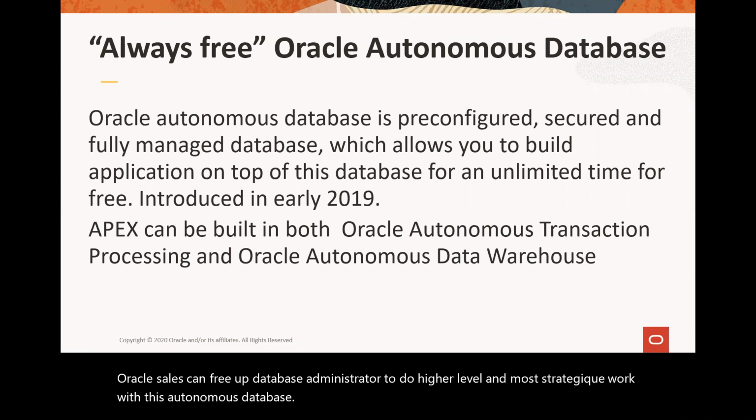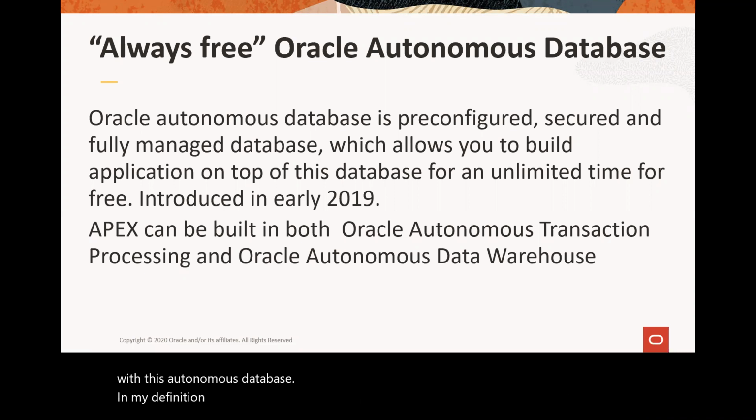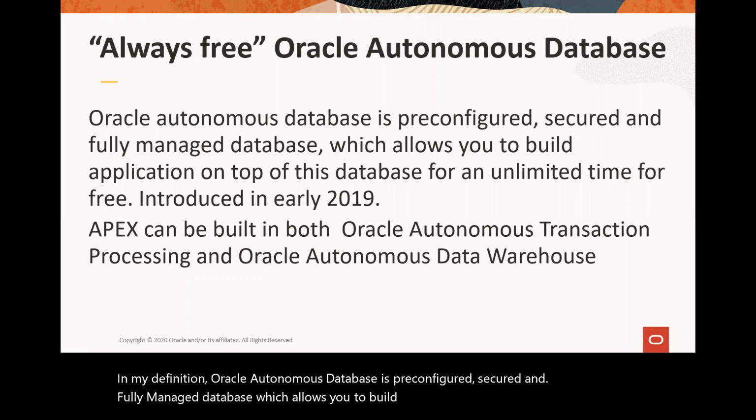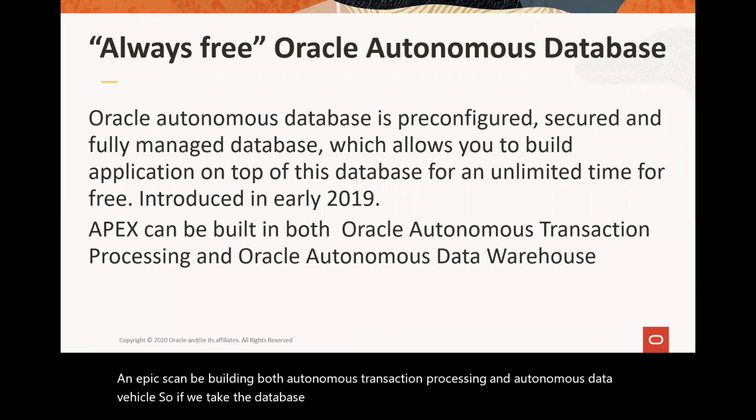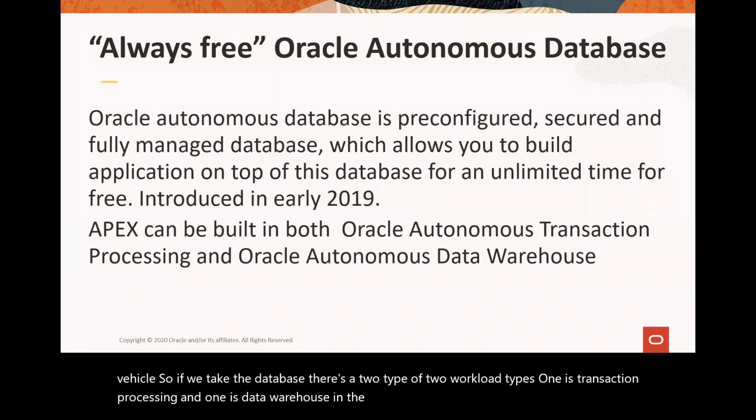So in my definition, Oracle Autonomous Database is a pre-configured, secured, and fully managed database, which allows you to build applications on top of it for an unlimited time for free, introduced in early 2019. And Apex can be built in both Autonomous Transaction Processing and Autonomous Data Warehouse. So if we take the database, there are two workload types: one is transaction processing and one is data warehouse. In both workload types, Apex can be built on top of the autonomous database.